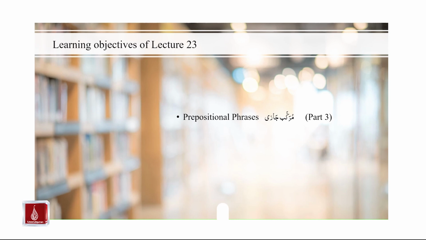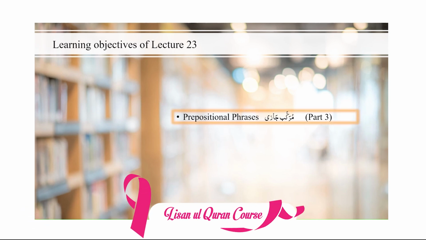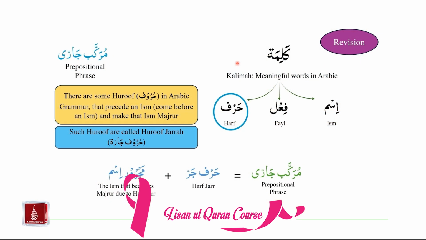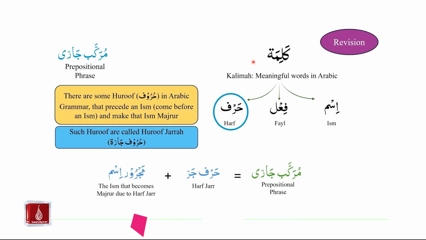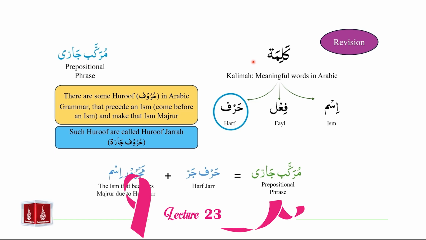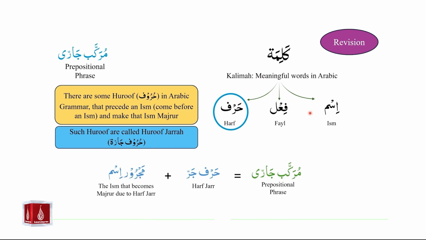In this lecture, we will study the third and the final part of prepositional phrases or murakkab jari. Let us revise what we have studied in the previous lectures. We studied that kalima are meaningful words in Arabic, and these meaningful words can either be ism, fail, or harf. We started the study of harf, and we started with murakkab jari or prepositional phrase.